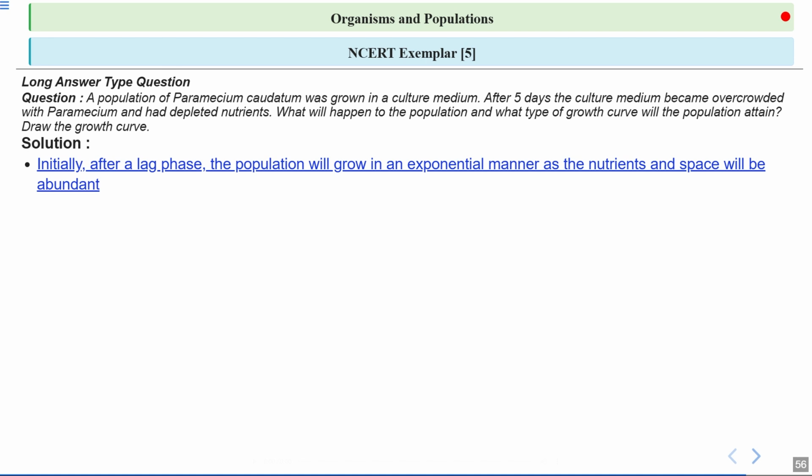So initially, after a lag phase, the population will grow in an exponential manner as the nutrient and space will be abundant. But this rapid growth doesn't last forever. As more Paramecium fill the culture, resources like nutrients and space become limited. The population growth slows down. Population growth will slow down and eventually it will level off, following what's called the logistic growth pattern. So this creates an S-shaped or sigmoid curve.